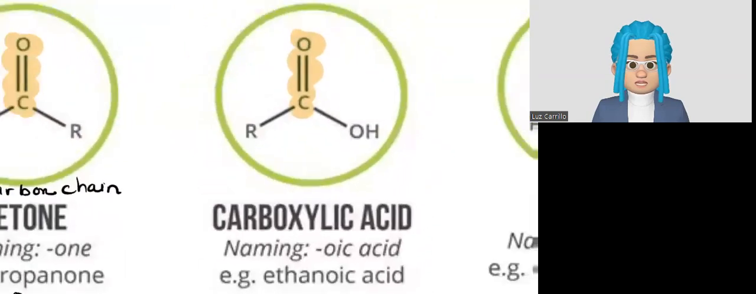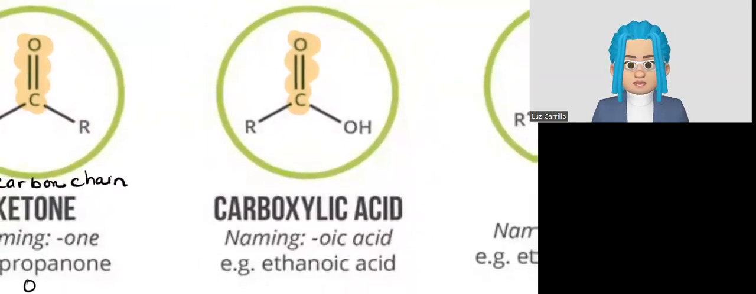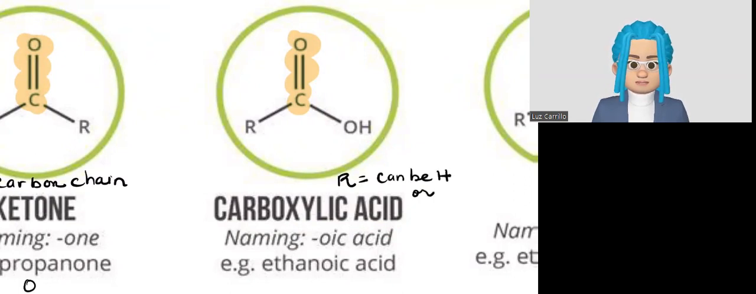The next member in the carbonyl family is going to be a carboxylic acid. And when it comes to a carboxylic acid, your carbonyl must be bonded to an OH group on one side. The R group for a carboxylic acid can be hydrogen or a carbon chain.